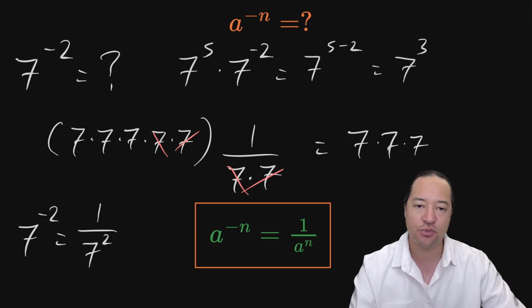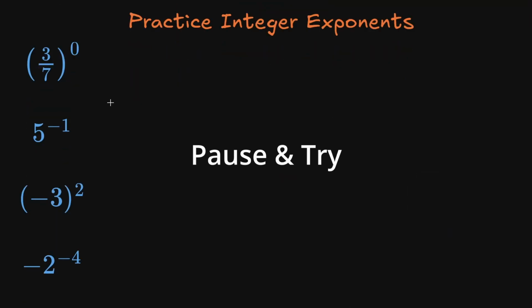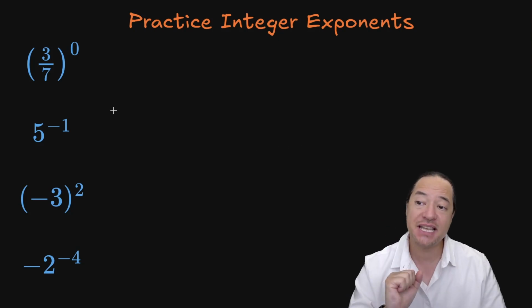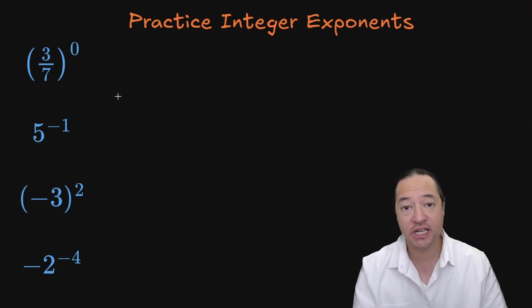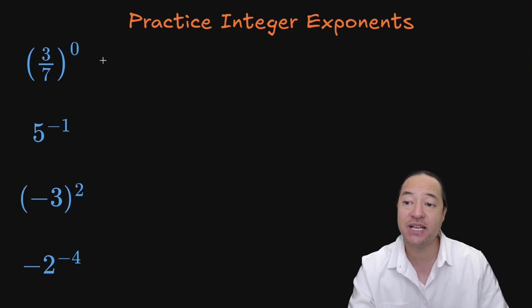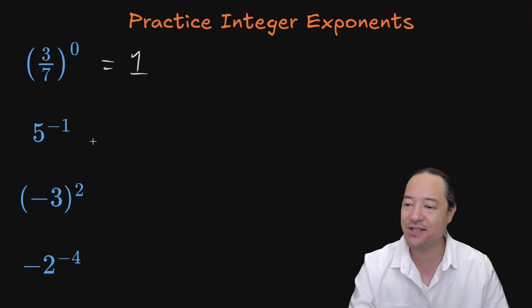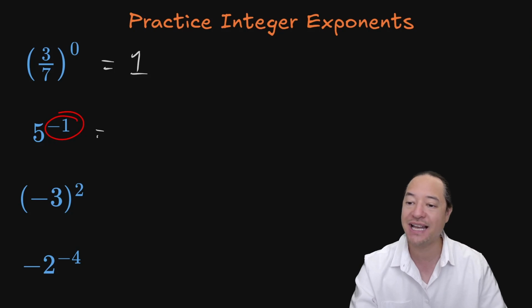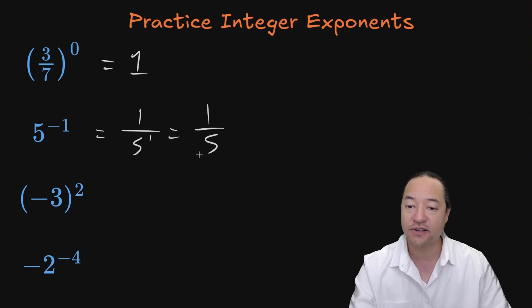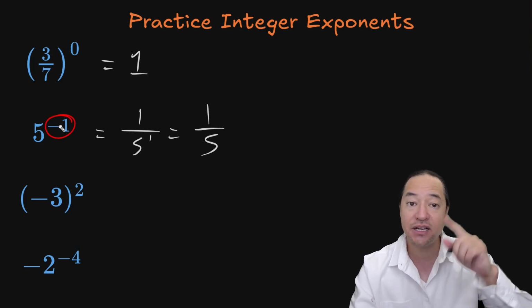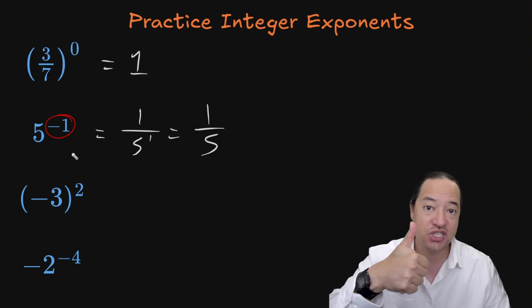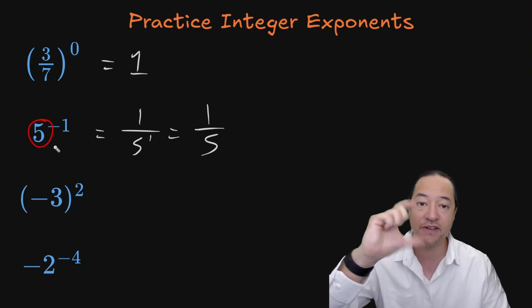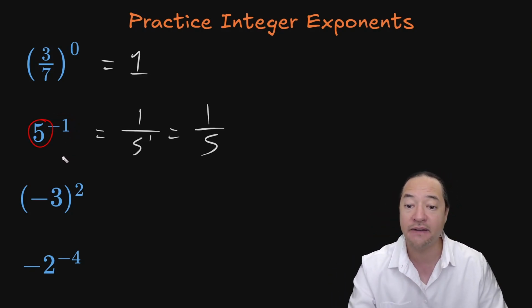Let's see if we can try some practice. We're starting out here with 3/7 to the 0 power. Seems a little tricky at first, but remember that any base raised to the 0 power is just going to be 1. Okay, so that's actually pretty easy. Here we have 5 raised to the negative 1 power. We saw that's the same as 1 over 5 to the 1 power, which is just 1 over 5, okay? And so we use this negative 1 exponent to represent taking the reciprocal of something, right? So taking the reciprocal of 5 would just be flipping that over to get us 1/5.